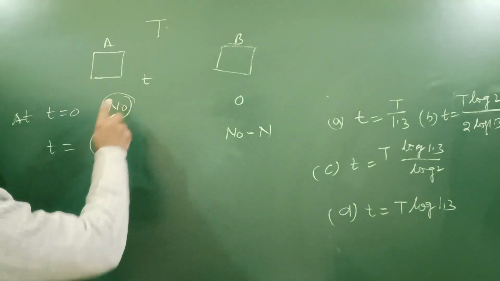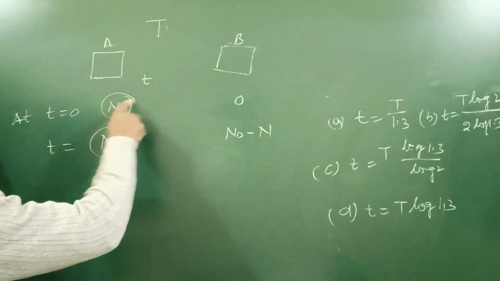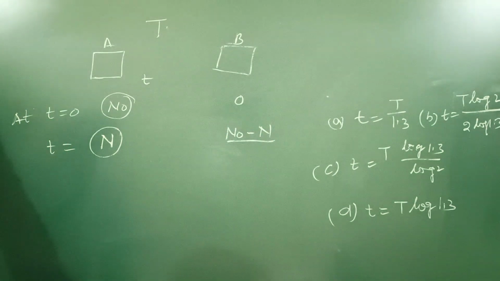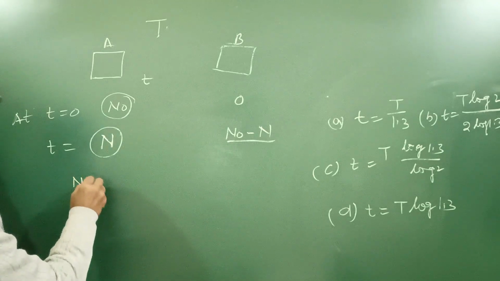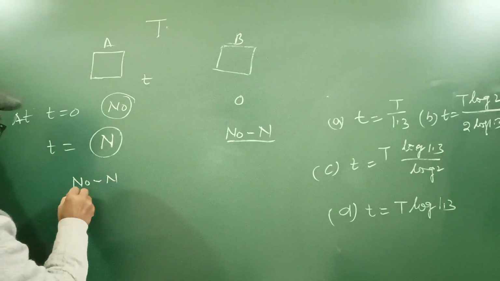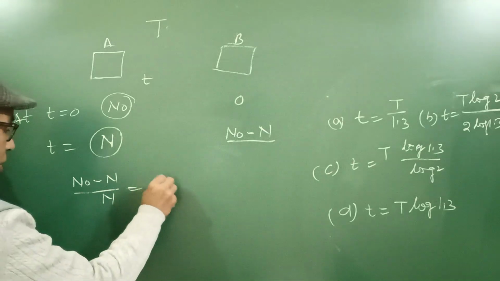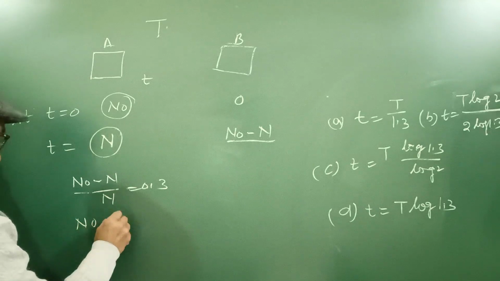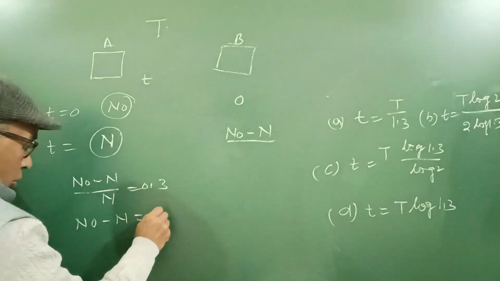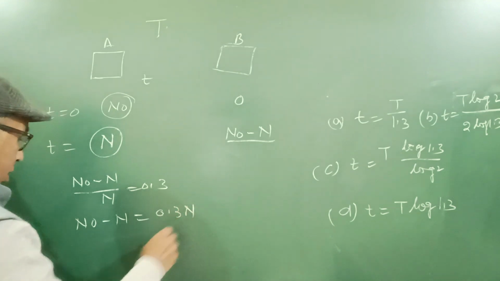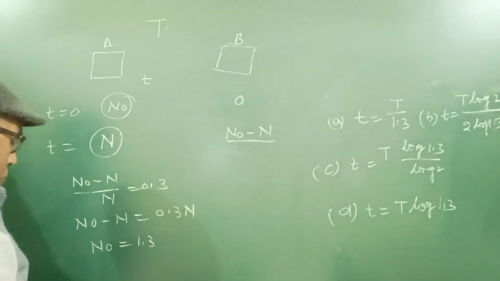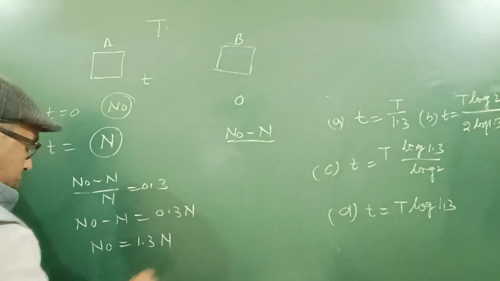So out of N0, N will remain, so N0 minus N has become B, and we are given that N0 minus N upon N is equal to 0.3. So N0 minus N is equal to 0.3 N, and N0 is equal to 1.3 N.